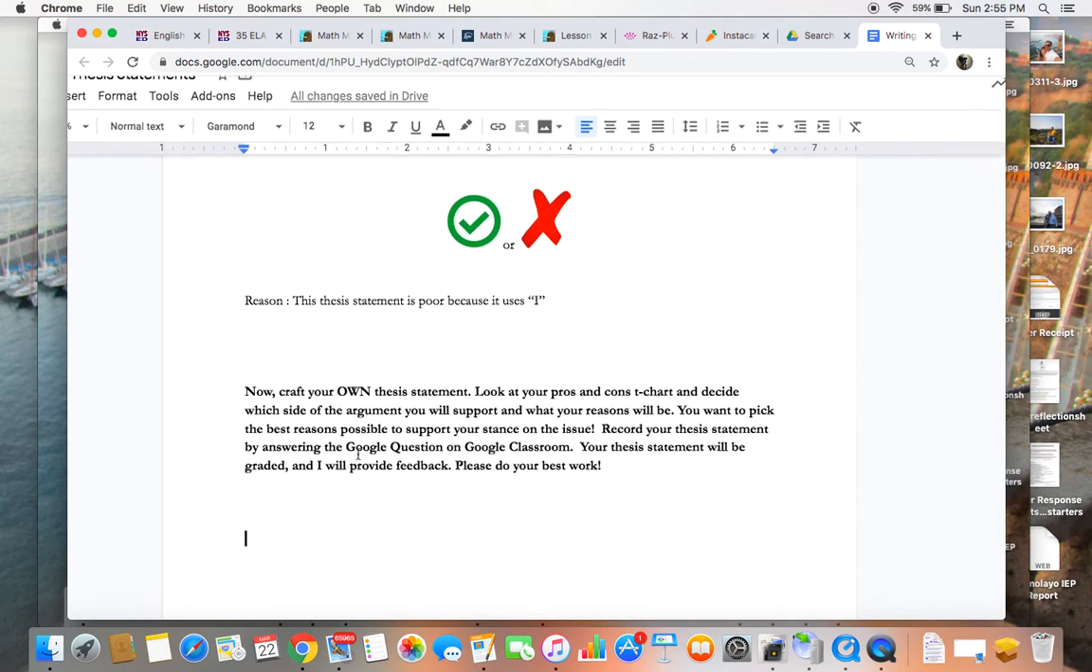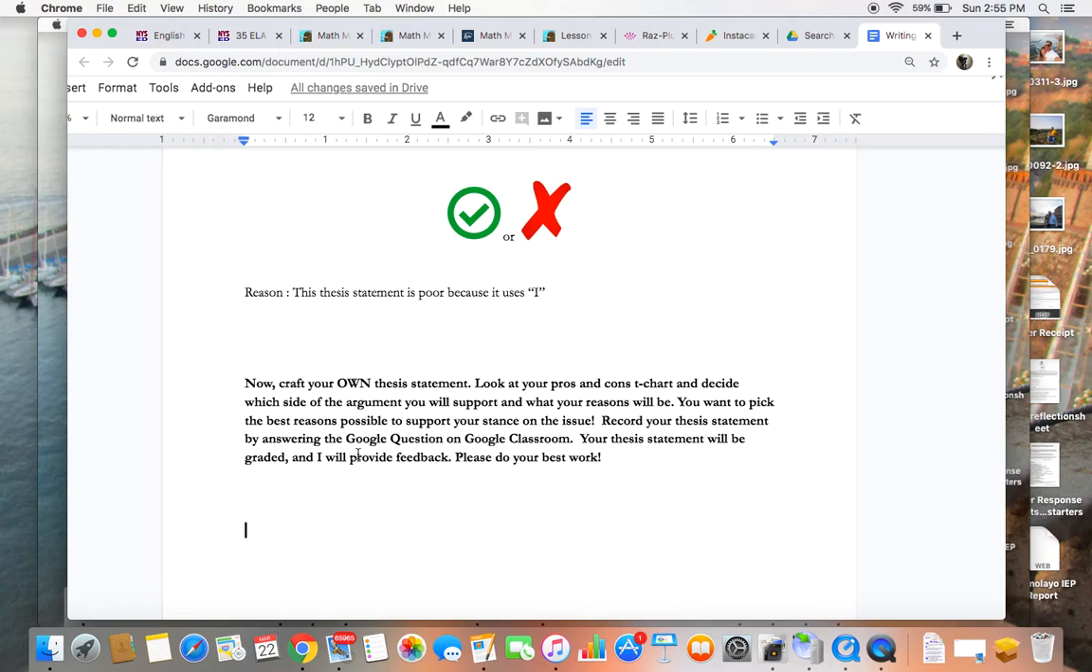Okay? So, your task for today is to craft your own thesis statement. Okay? You're going to take a look at the pros and cons charts and decide which side of the argument you will support and what your reasons will be. You want to pick the best possible reasons to support your stance on the issue. You're going to record your thesis statement by answering the question on Google Classroom. Your thesis statement is going to be graded, and I will provide feedback. Okay, so I'll say that again. Your thesis statement is going to be graded, and I'm going to provide feedback on it. So please do your best work and follow the guidelines I've outlined in this video.